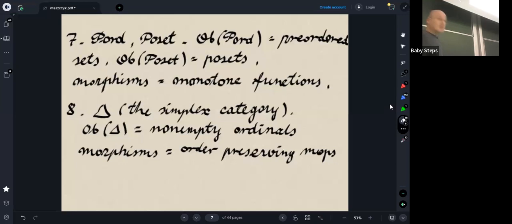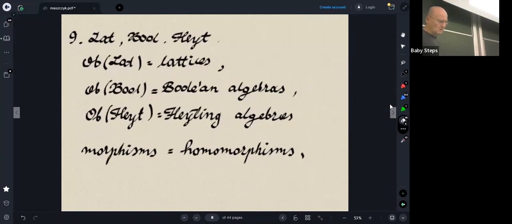So morphisms are order-preserving maps. Close to these order structures, we have some kind of algebraic structures related to them, like lattices, Boolean algebras or Heyting algebras. Since they are algebraic structures, morphisms between the objects of these categories are homomorphisms. These are mappings between sets equipped with these algebraic operations, which are compatible with this structure.